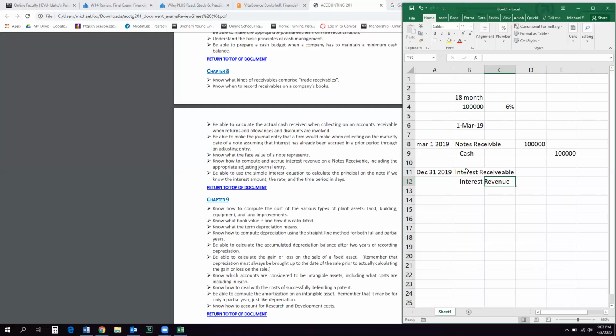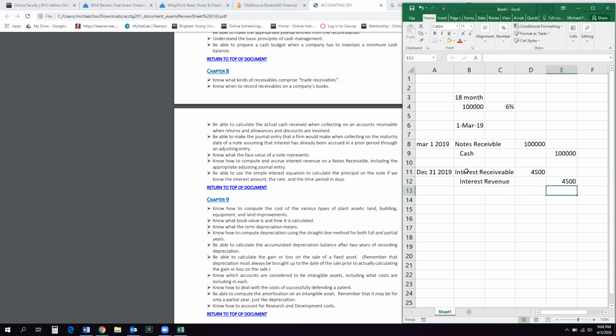The amount is going to be the principal times the rate times the time, which is the principal, $100,000, times the rate, 6%, times the time, which in this case is from March to December. So March, April, May, June, July, August, September, October, November, 9 months. So I want to just put 9 divided by 12. So that is my adjusting entry on December 31st.